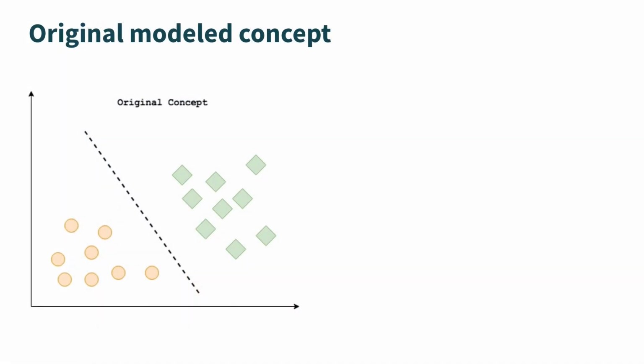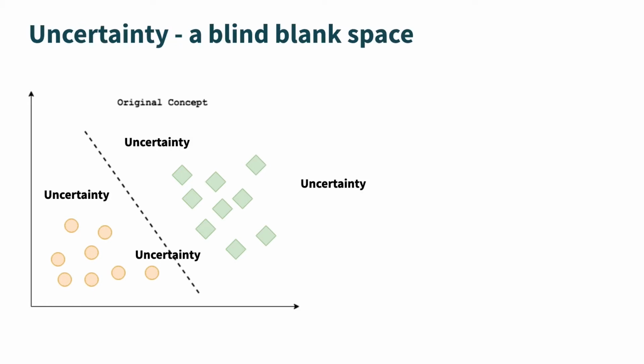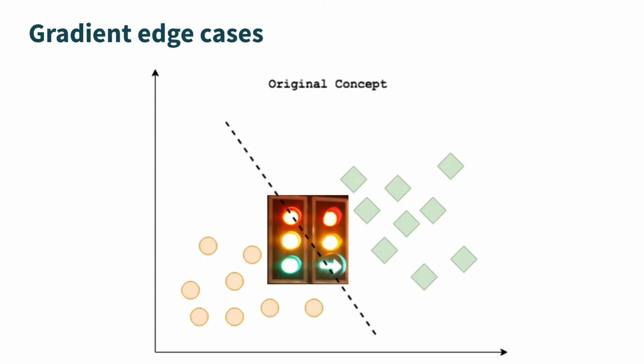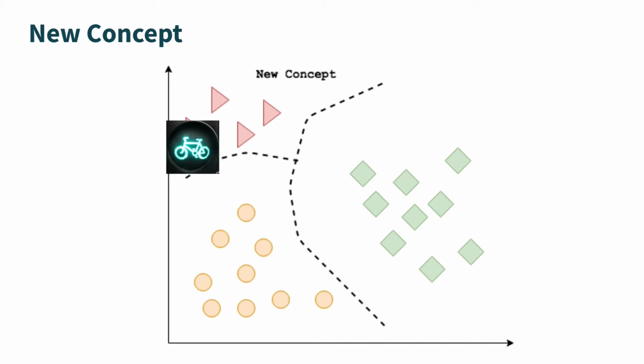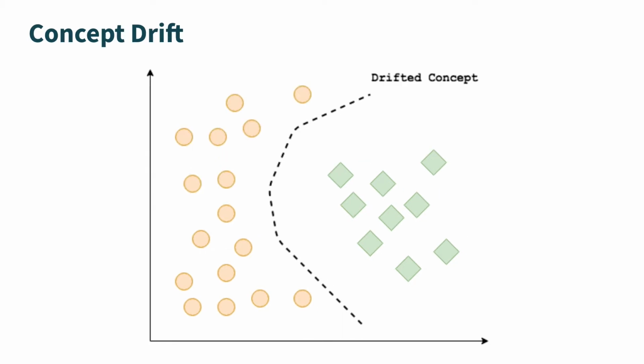So, a very toy example here as well, just to illustrate that concept drift. You can imagine there is a classifier that can classify between the orange circles and green squares. Everything else that is beyond this data that the model has learned so far is basically uncertainty. We don't know what's there. There might be some gradient edge case in between those clusters of the data we've seen so far. There might be a new concept that we've never seen, just a new traffic light here. There might be a concept drift, so the world is changing over time, so we also should be able to detect this.